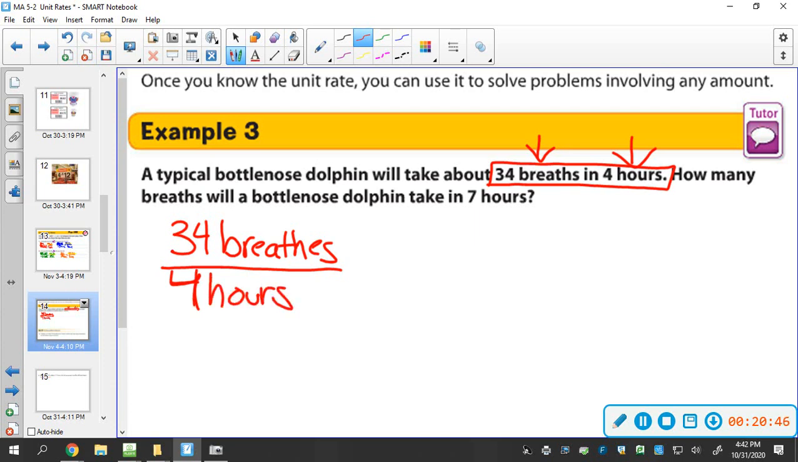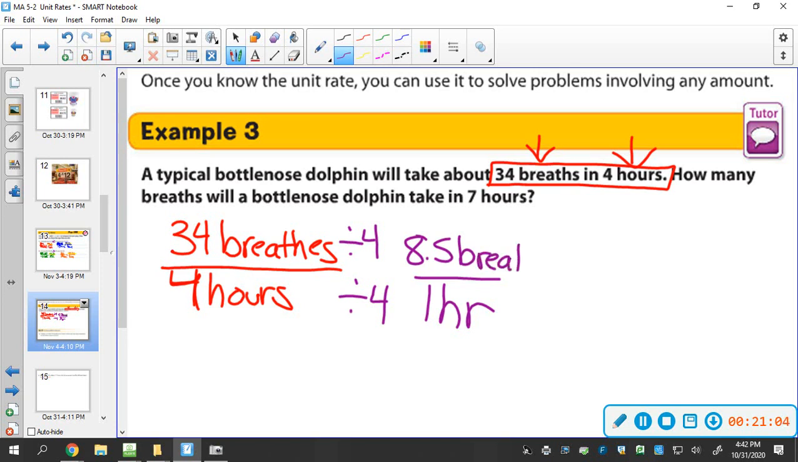Remember, we want to find our unit rate first. So that means I want to get this bottom number to be a 1. So to do that, I have to divide it by itself. So that gives me my 1 hour on the bottom. And 34 divided by 4 would be 8.5 breaths. So 8.5 breaths per hour.